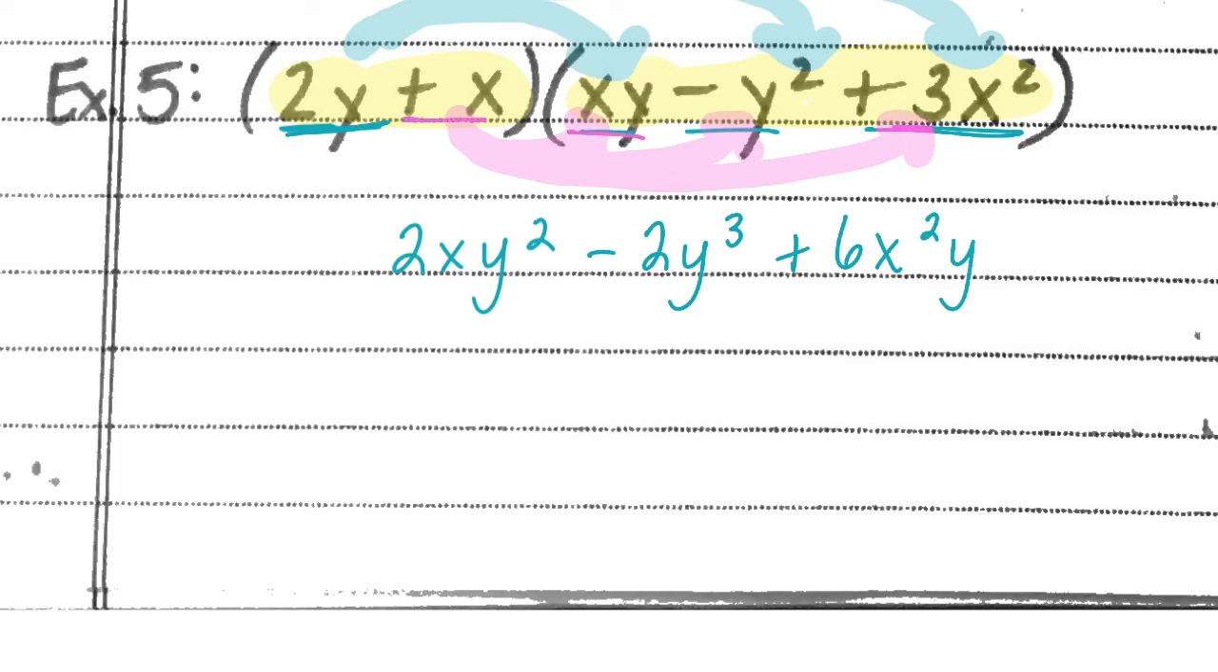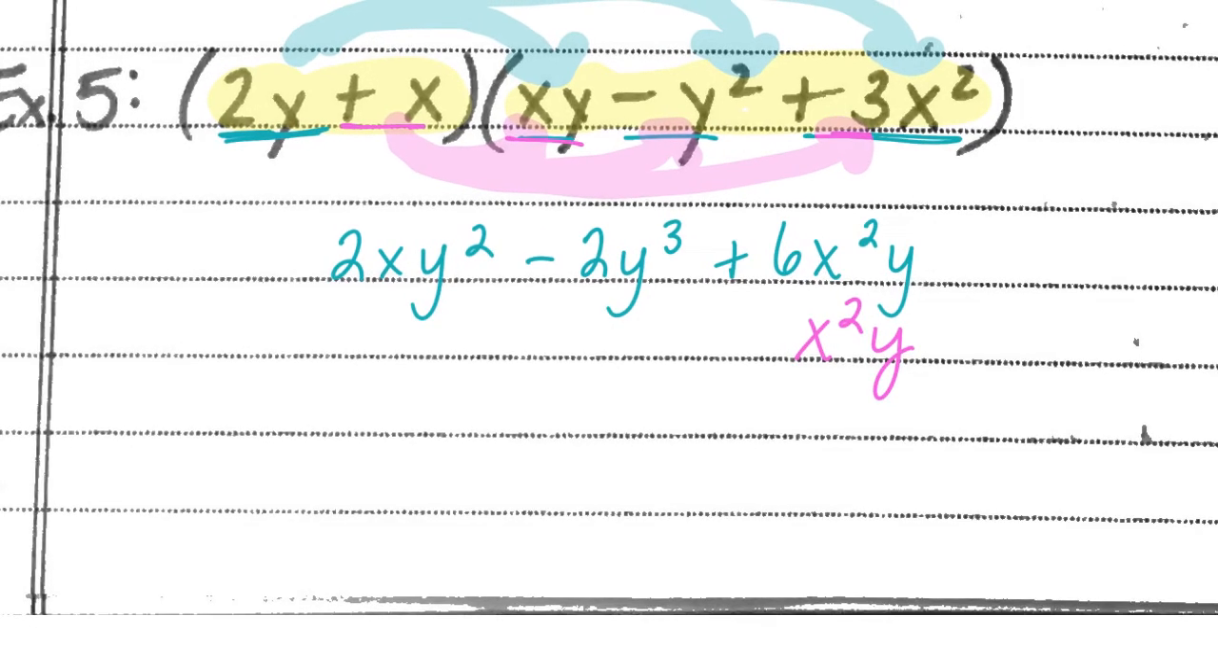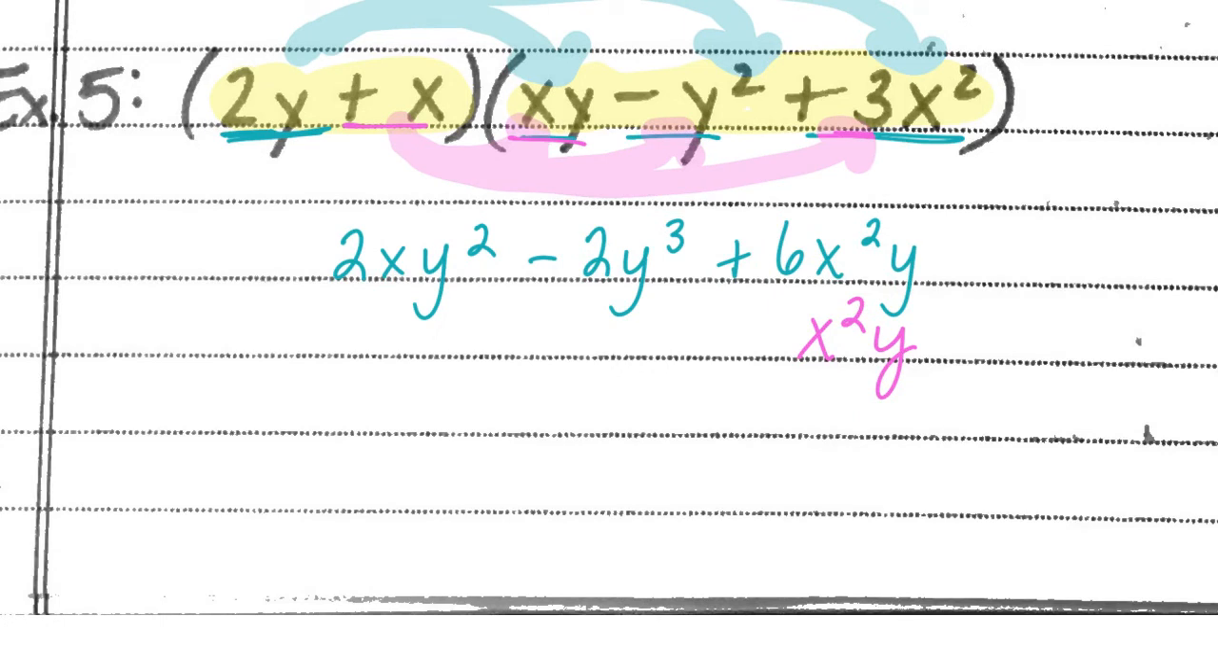x times xy. Notice that's x squared y, and notice where I put it. I put it underneath my x squared y. x times negative y squared is a negative xy squared. x times 3x squared is 3x to the 3rd. And you're probably wondering, Miss Maloney, why did you put that in the front?